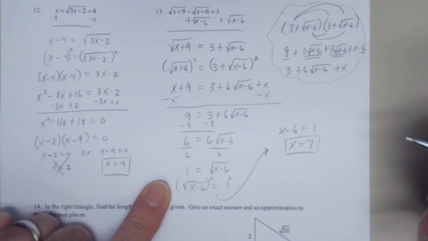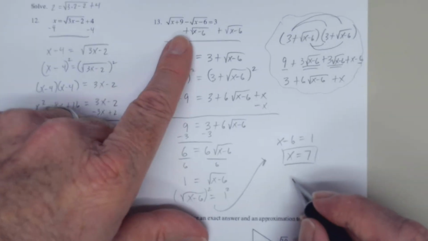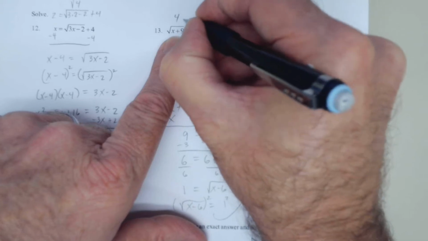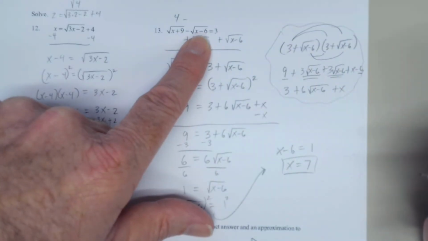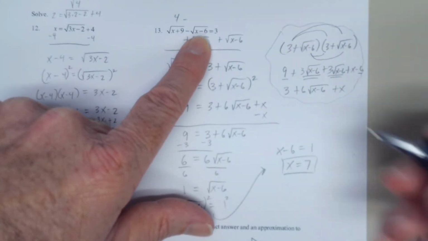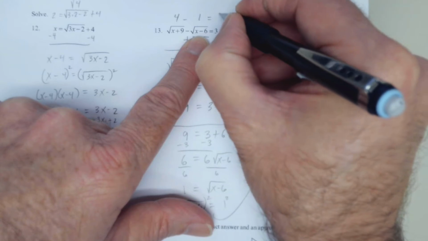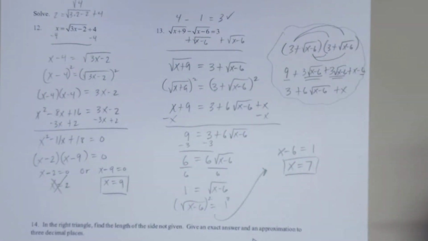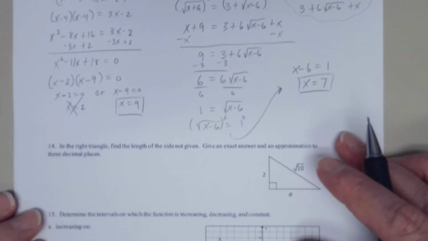And I will just tell you that it does work. It's not hard to see. If you plug 7 in here, you're taking the square root of 16, which is 4. If you plug in 7 here, 7 minus 6 is 1, and the square root of 1 is 1. And it's true that 4 minus 1 does equal 3, so it does check. Let's move on to number 14.